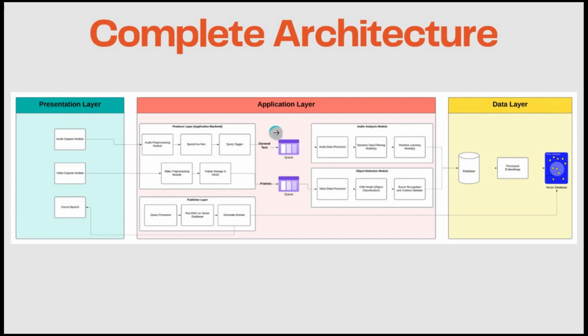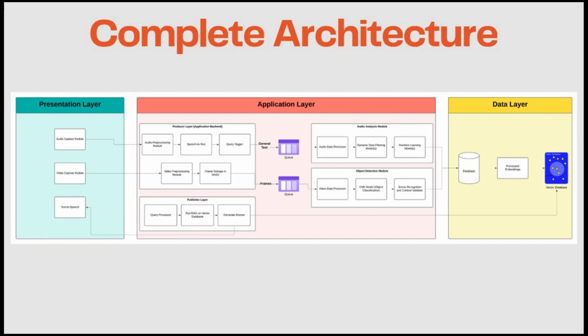Now let's go to the application layer, the brain of the system actually. This is where all the smart processing happens. It's divided into two layers. At the processing layer, the audio is cleaned up and converted to text using speech to text. A query trigger decides what kind of request this is. It sends that to the right module, either for memory recall or object detection.